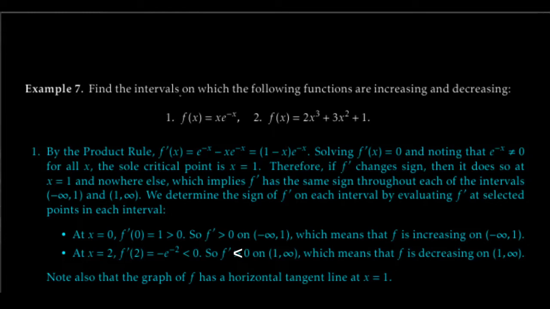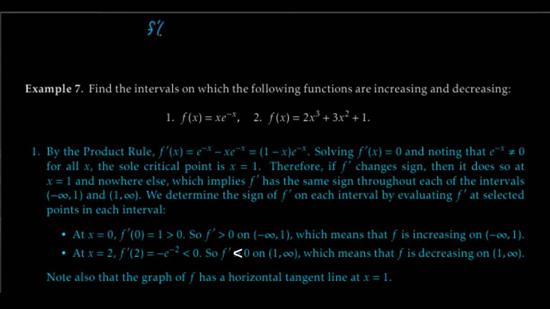Okay, on to it. Example 7. Let's find the intervals on which the following functions are increasing and decreasing. Start it out with the first one. f of x equals x times e to the negative x. So, first step, we're going to take a derivative. This is all about derivatives. Using the product rule, we'll get that f prime of x, and let's write this out.